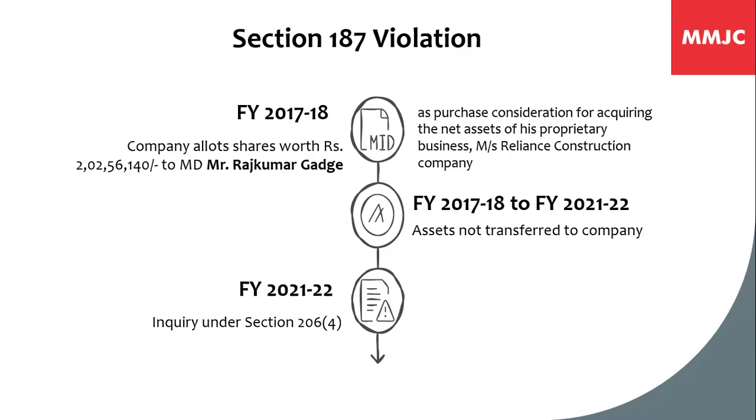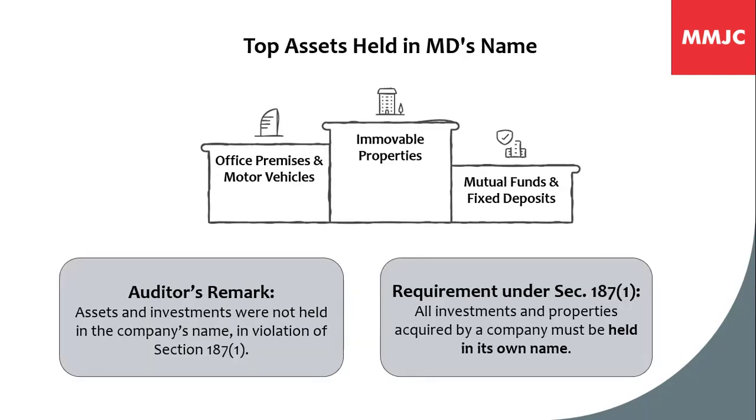from 17-18 till 21-22. So, Section 187 basically says that all the properties and securities held by the company should be held in the name of the company itself. So in this case, as I mentioned, some fixed immovable properties like office premises, and also some movable properties like FDs and mutual fund investments, etc., were held in the name of the managing director and not in the name of the company. This non-compliance was highlighted by the statutory auditor of the company in his report.